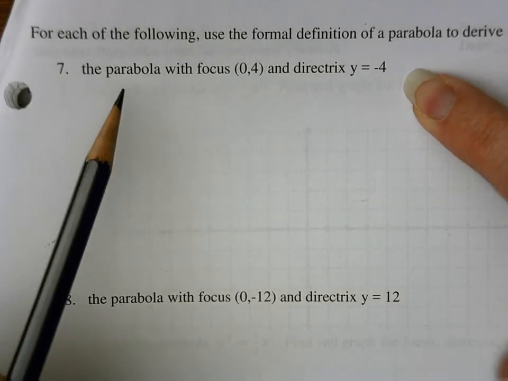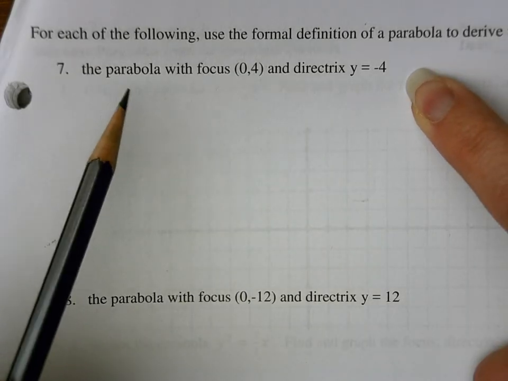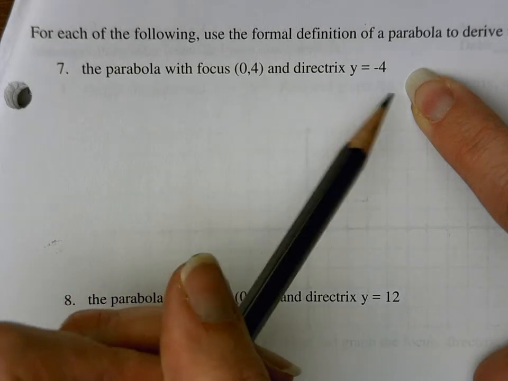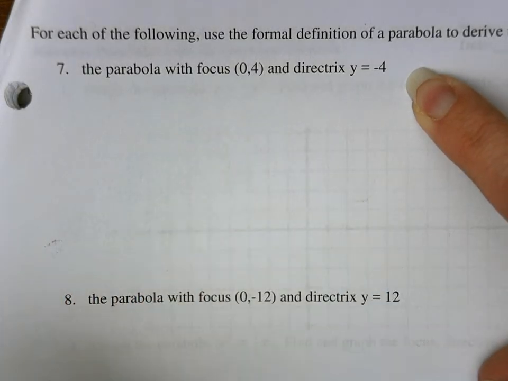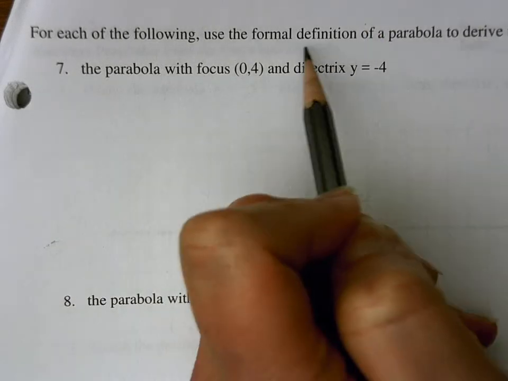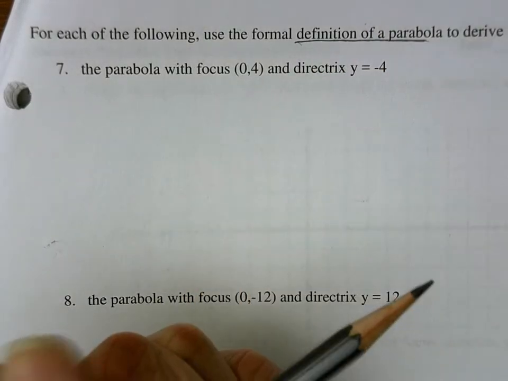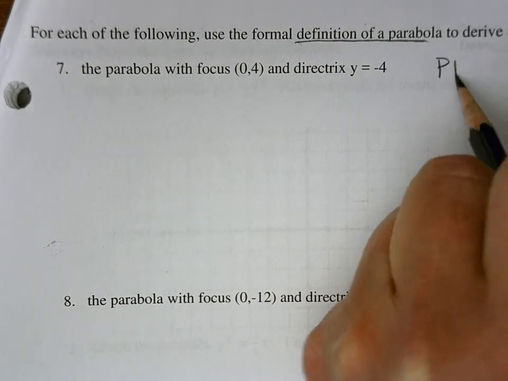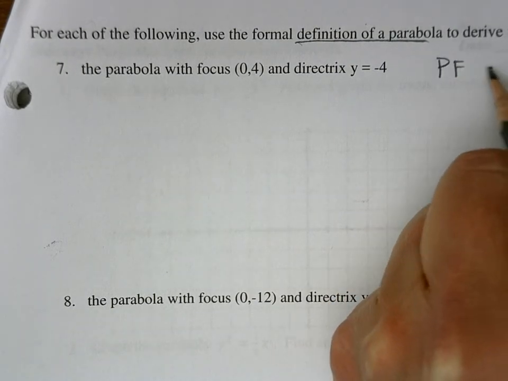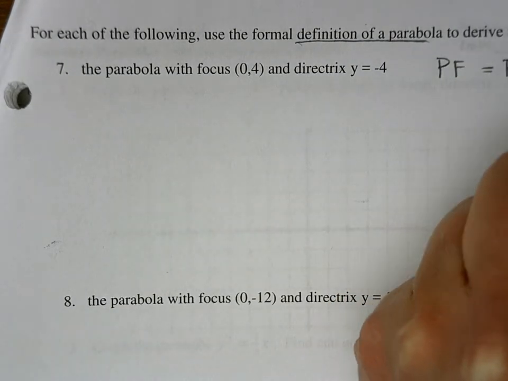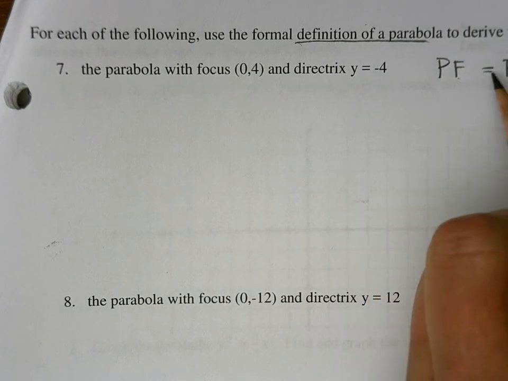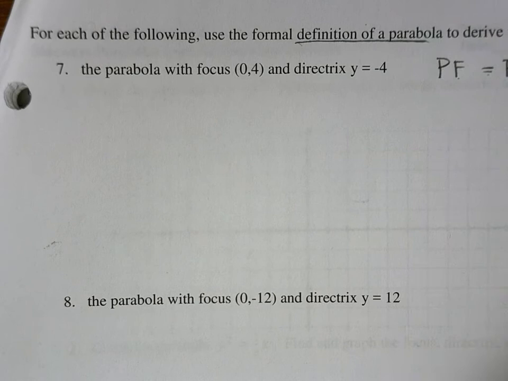Here they want us to derive the equation of the parabola with focus (0, 4) and directrix y equals -4. In order to do that, we want to use the definition of the parabola. We know the distance between a random point and the focus has to equal the distance from that same random point to the directrix.